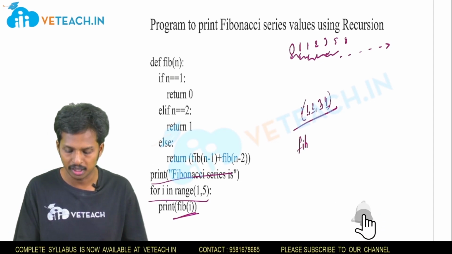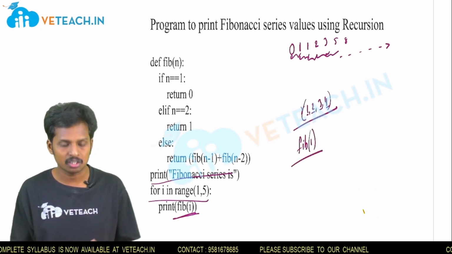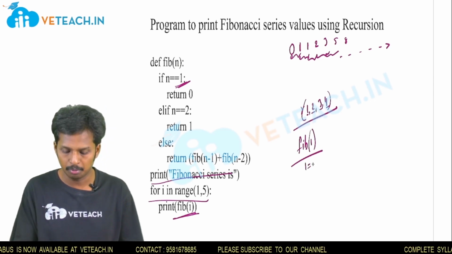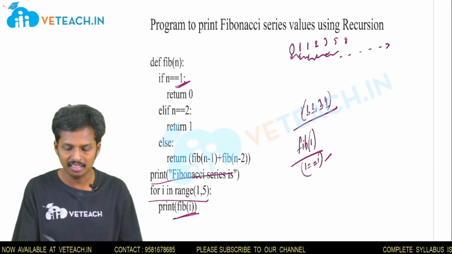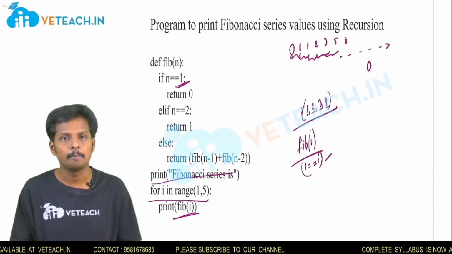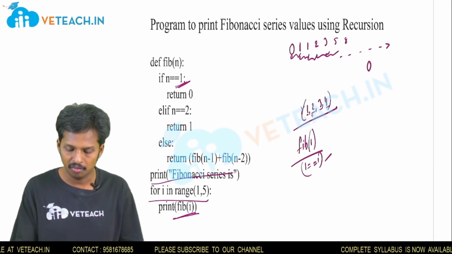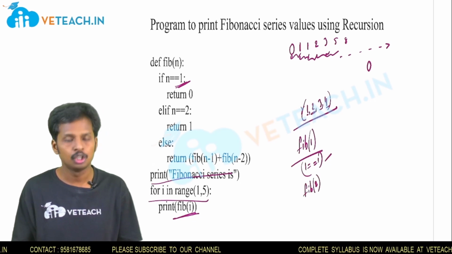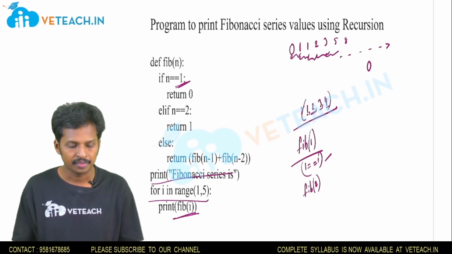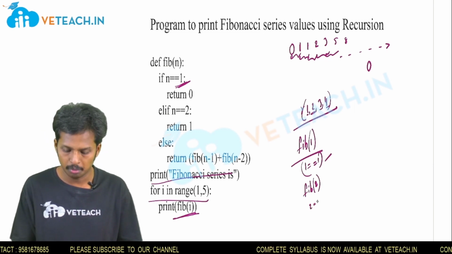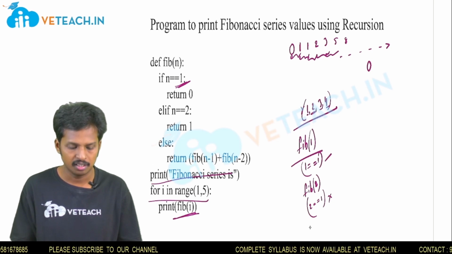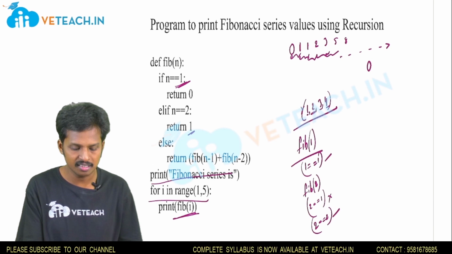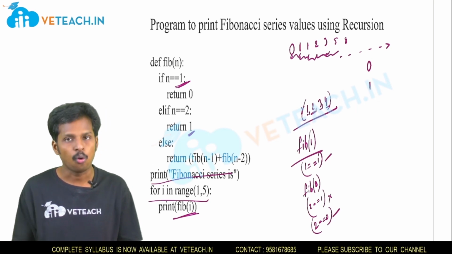Initially, it calls with fib of 1. When fib of 1 is called, here n double equal to 1. If n double equal to 1, 1 double equal to 1 is true. So it returns 0. So 0 gets printed. Next, the range function is going to give 2, where it's going to call fib of 2. When fib of 2 is called, if n double equal to 1, 2 double equal to 1 is false. And if n double equal to 2, 2 double equal to 2 is true. So it returns 1. So the next term is 1.